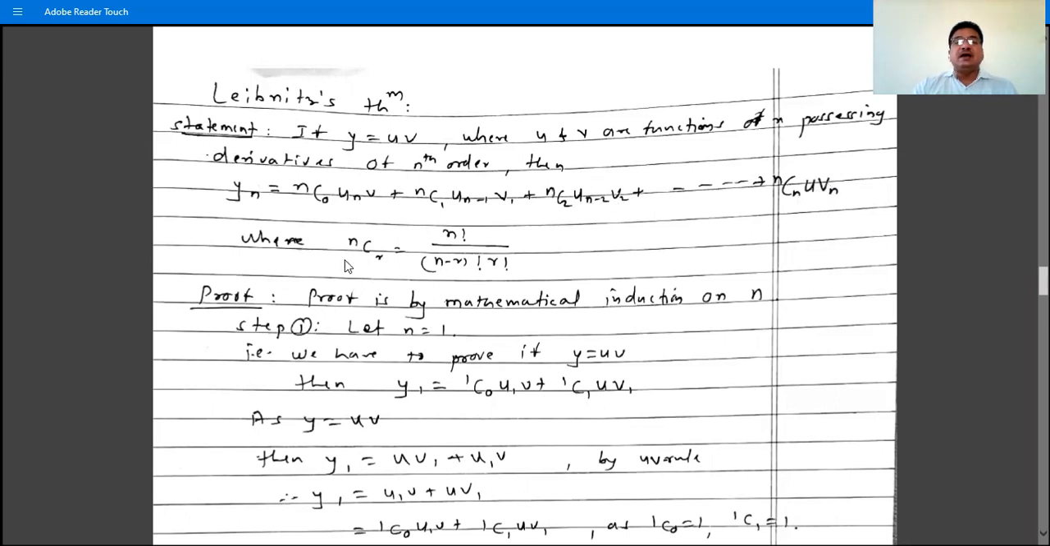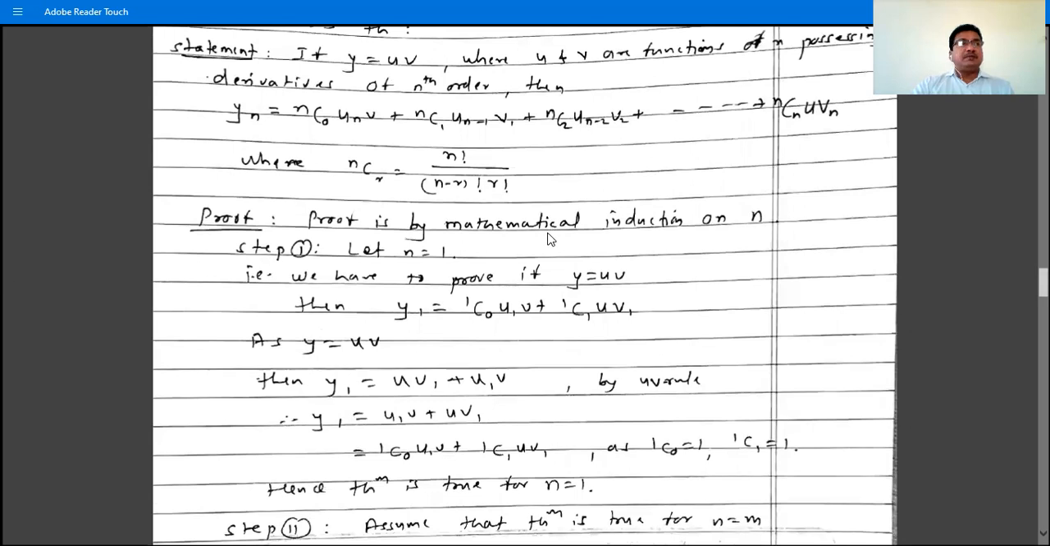And where nCr, the formula for this combination nCr, is n factorial divided by (n minus r) factorial into r factorial. So if y is u into v, then yn is this. If y is the multiplication of two functions u into v, and you have to find the nth order derivative, then use this.